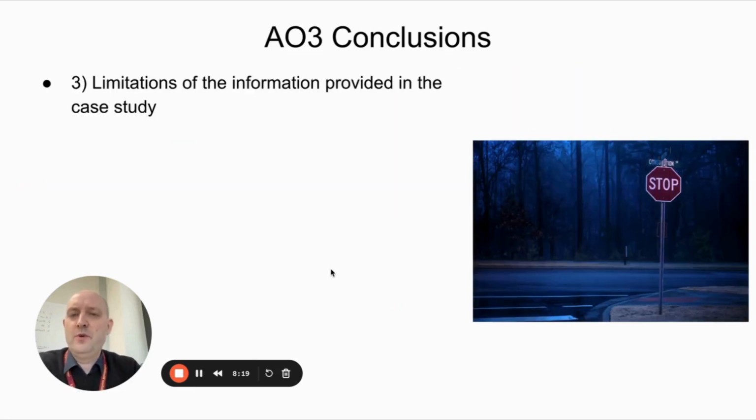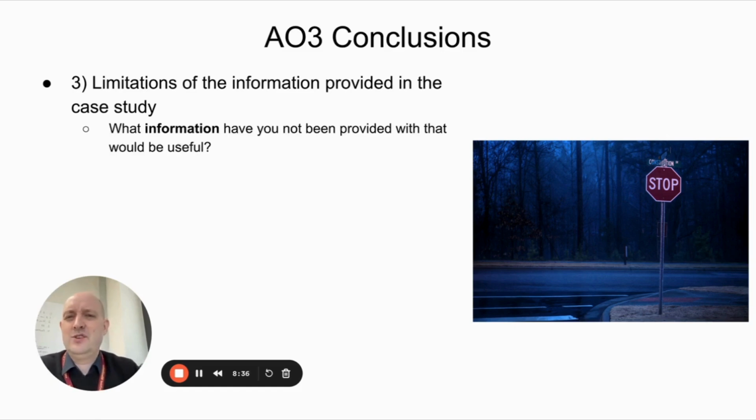Moving on to the final bit, which is limitations of the information provided in the case study. Now, this is, I think, the most difficult part of the whole AO3 essay. This is actually brand new in the new syllabus. And in order to get top mark band for the AO3 essays, you need to do this. So what do we mean by limitations of the case study? Well, I've broken this down into two. I think you could say, what information have you not been provided with that would be useful? The case study can only be a certain number of words, so they can't tell you everything about the business. So what else do we need that can help us make a good decision?